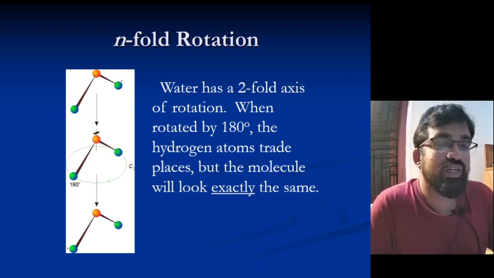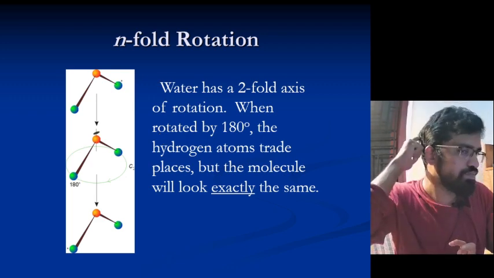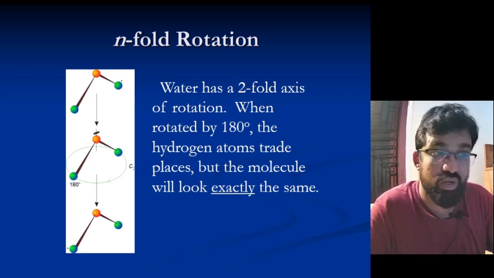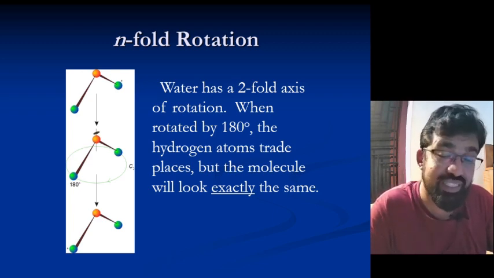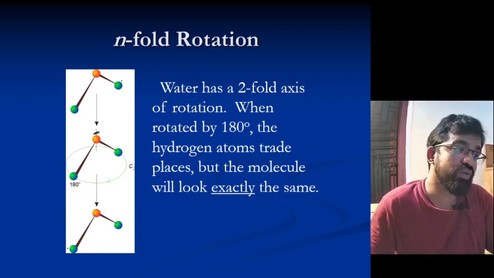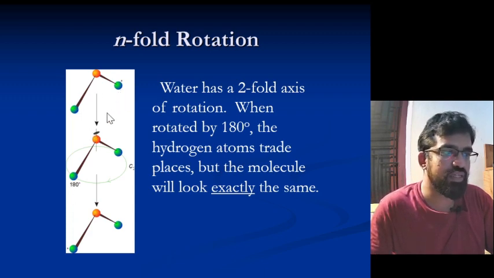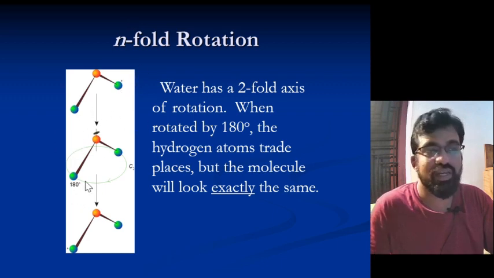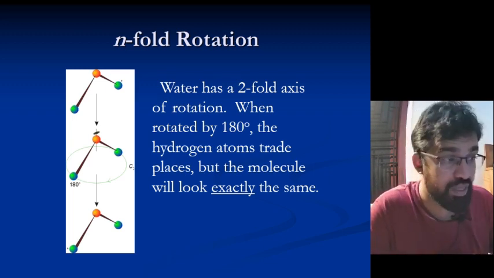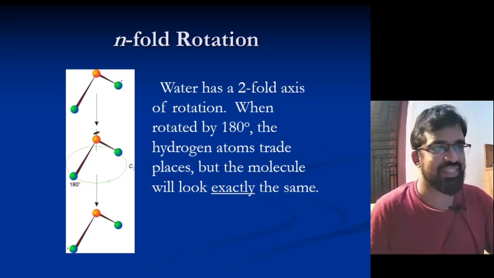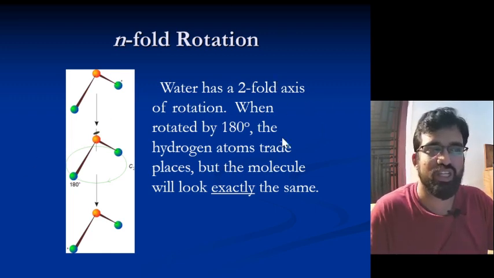First thing, n-fold rotation. Water has a two-fold axis of rotation. When it is rotated by 180 degrees, what happens? The hydrogen atoms H1 and H2 are interchanged in position, but it looks exactly the same. That is why the water molecule has the C2 axis, a two-fold axis of rotation.